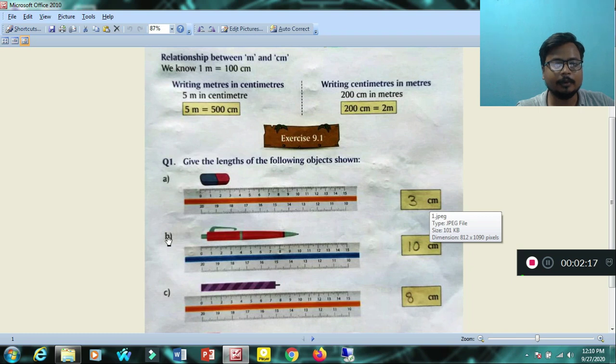Now come to question number B. As you can see, this is a pen, okay, and the length of the pen starts from 0 and ends in 10. So the length of the pen is 10 centimeter.